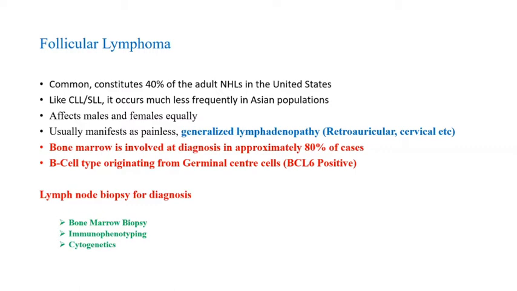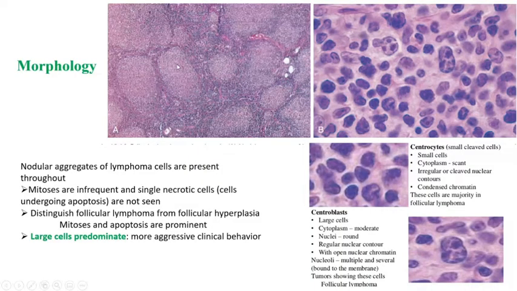How do we diagnose follicular lymphoma? We do a biopsy, first from the lymph node. If bone marrow involvement is suspected, we do it from the bone marrow also. Then immunophenotyping and cytogenetics. So this is the morphology of a lymph node involved by follicular lymphoma.